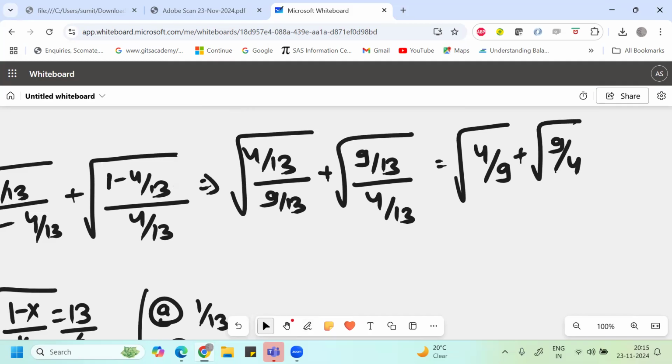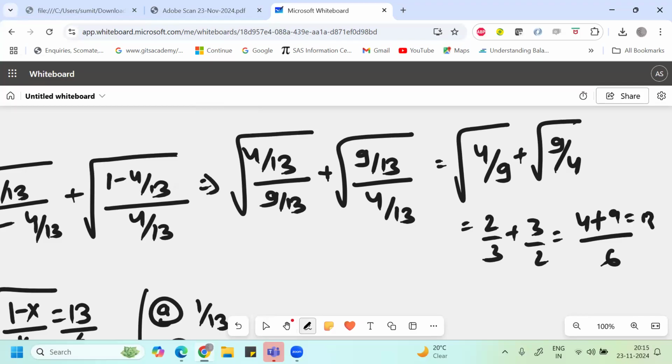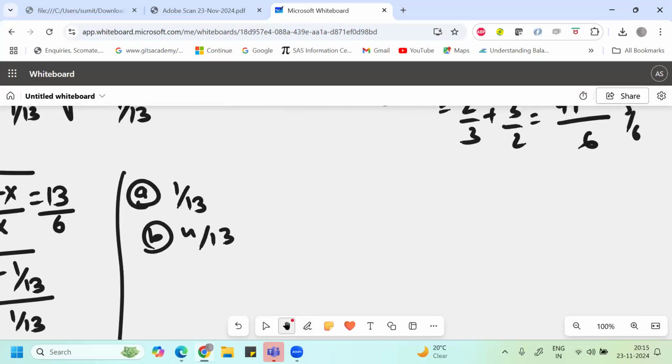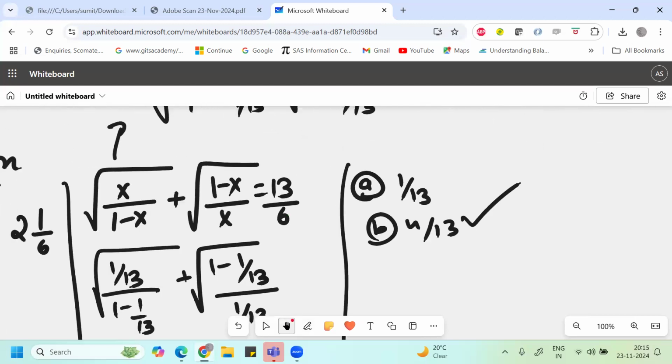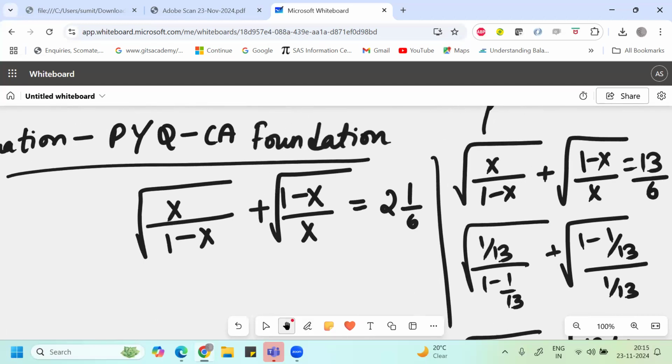And you know this, na? 9 and 4 both are perfect squares. So this would be 2 by 3 plus 3 by 2. If I solve this, the LCM is 6. Then 6 divided by 3 is 2, 2 into 2 is 4, and this is 9. So this is 13 by 6. Means this is the answer. Option B is the answer. Got it, everyone?